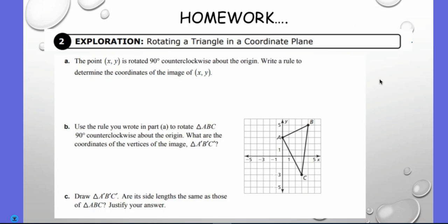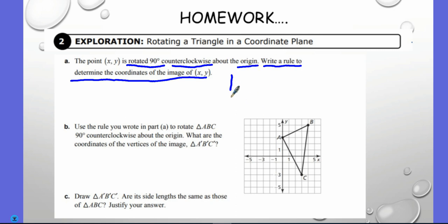Alright, so the first question is called rotating a triangle in the coordinate plane. Question A says the point (x, y) is rotated 90 degrees counterclockwise about the origin. Write a rule to determine the coordinates of the image. First we need to see what this question is asking us. It's telling us to write a rule, and the point is rotated 90 degrees counterclockwise about the origin. So they're telling me how far I'm going, the direction I'm going, and around what point.